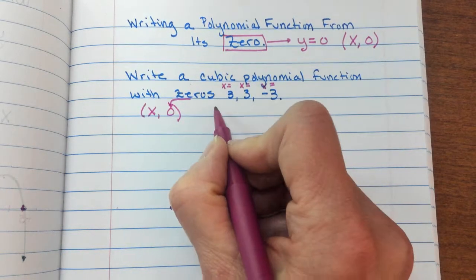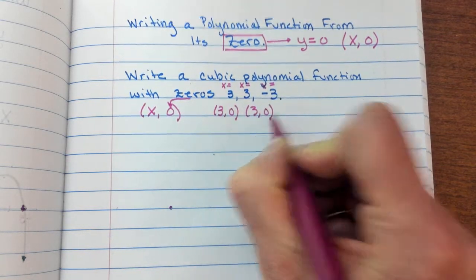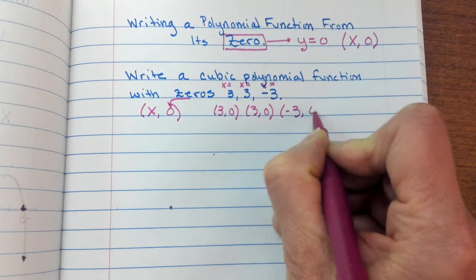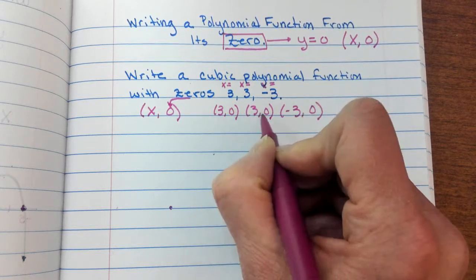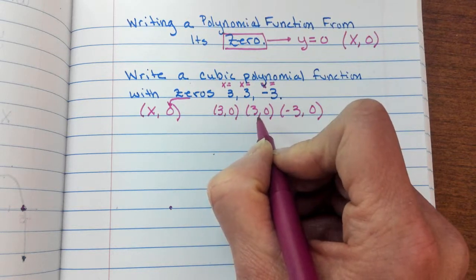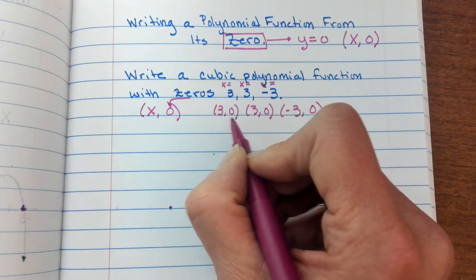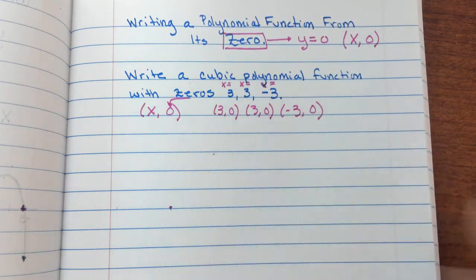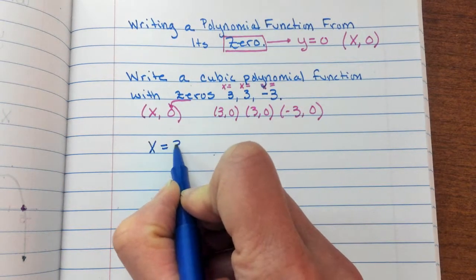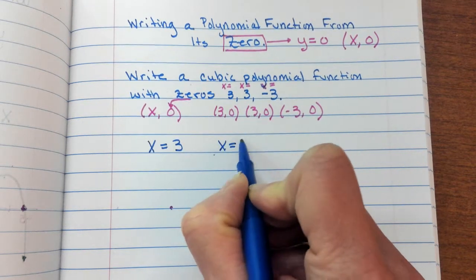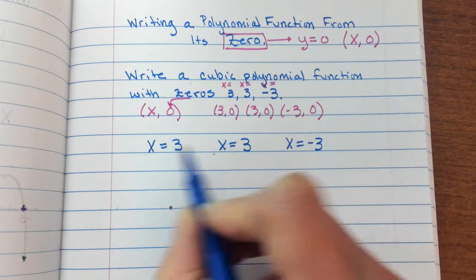So what do I have here? I have 3 comma 0, 3 comma 0, and negative 3 comma 0. Notice I have to write this twice. This is called a double root, and we'll see what that looks like when we talk about multiplicity. In order for me to write the polynomial function, I have to write each of these as a factor. So I'm going to write x equals 3, x equals 3, and x equals negative 3, because that's, again, the definition of 0.